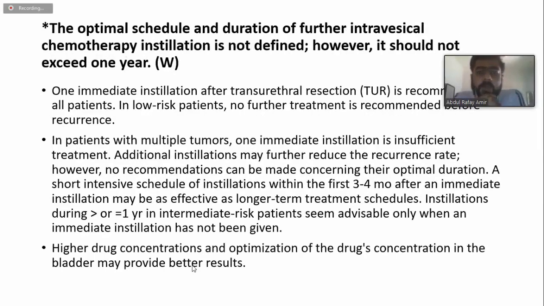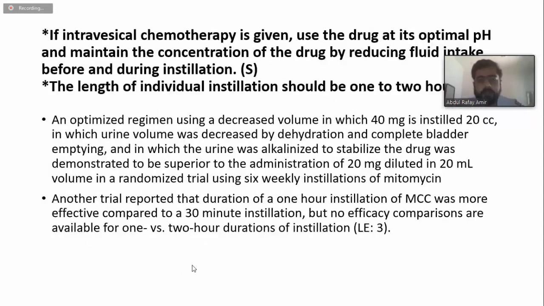The optimal schedule and duration of further intravesical chemotherapy is not defined. However, it should not exceed 1 year. One immediate instillation is recommended in all patients with low risk, and further treatment is recommended before recurrence. If intravesical chemotherapy is given, use the drug at its optimal pH and maintain the concentration of the drug by reducing fluid intake before and during instillation. The length of individual instillation should be 1 to 2 hours.